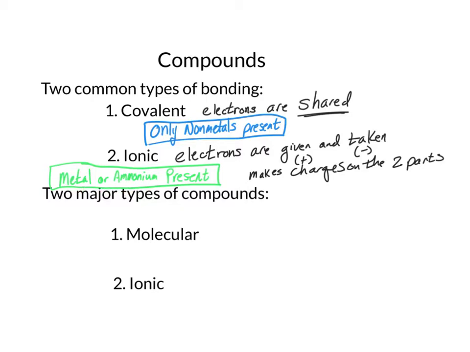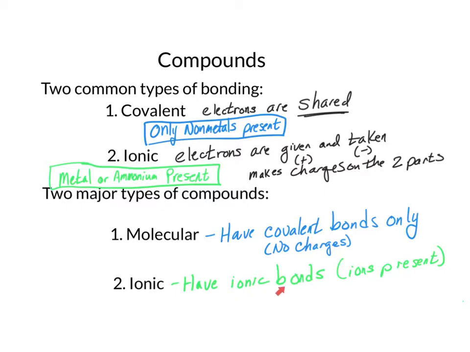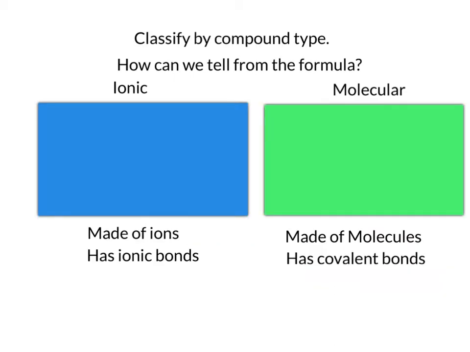The two major types of compounds are molecular and ionic. Molecular compounds are made up of things that have covalent bonds. Ionic compounds are made from things that have ionic bonds or have ions present. So let's look at how we can use the formula to find out which type of compound we have. Okay, so we determined that ionic compounds are made of ions and have ionic bonds. We know that molecular compounds are made of molecules and have covalent bonds. How can we tell from the formula which is which?